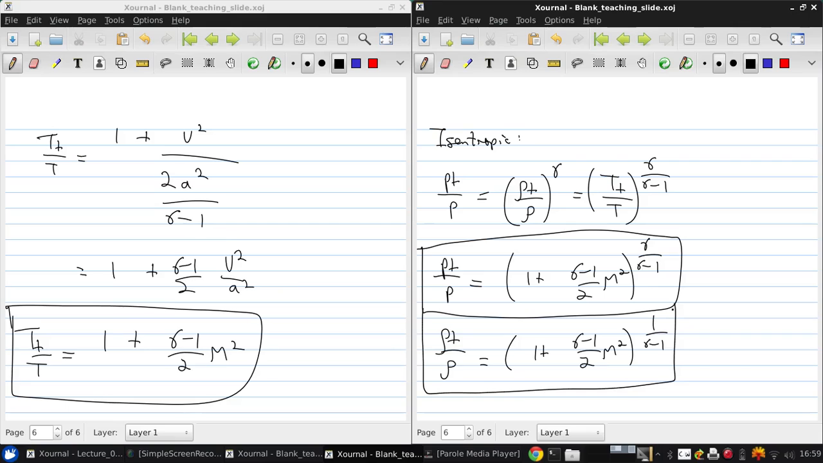Now, if there are a few formulas that you ought to memorize just because you'll use them so often, these three that are boxed here are among them. Or really, you only need to remember this one and this, and you can derive these.